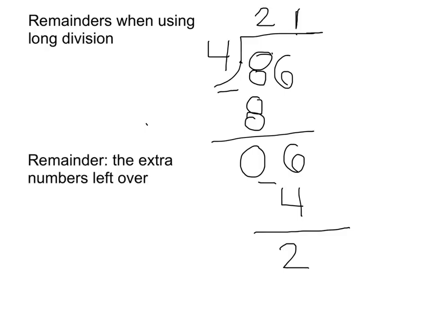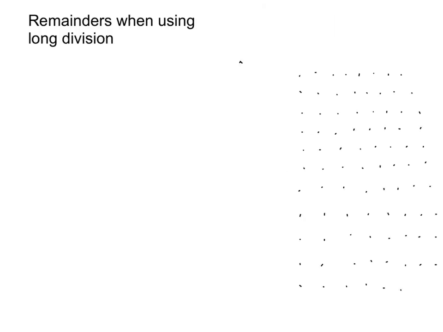A remainder is just the extra numbers that are left over after we finish the division problem. And we write the remainder up here with an R for remainder, and the number left over. So now let's go ahead and try to use this process with a real world application problem. We're going to go ahead and keep using 86 divided by 4.